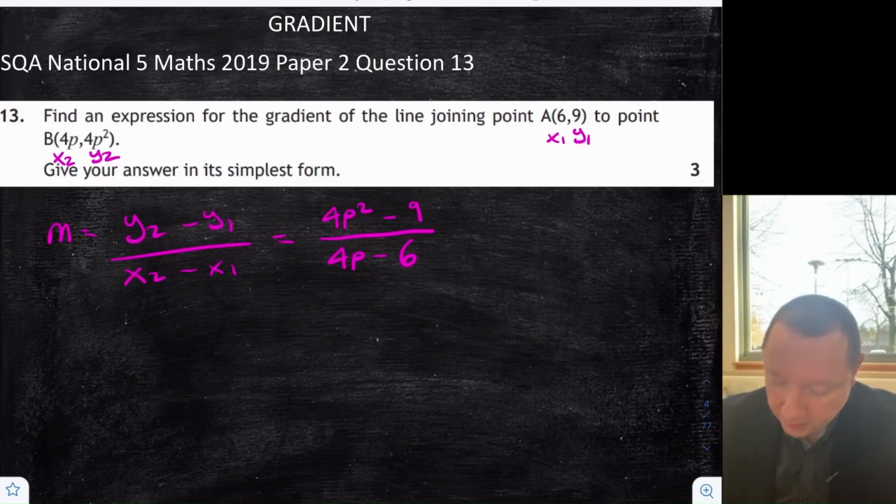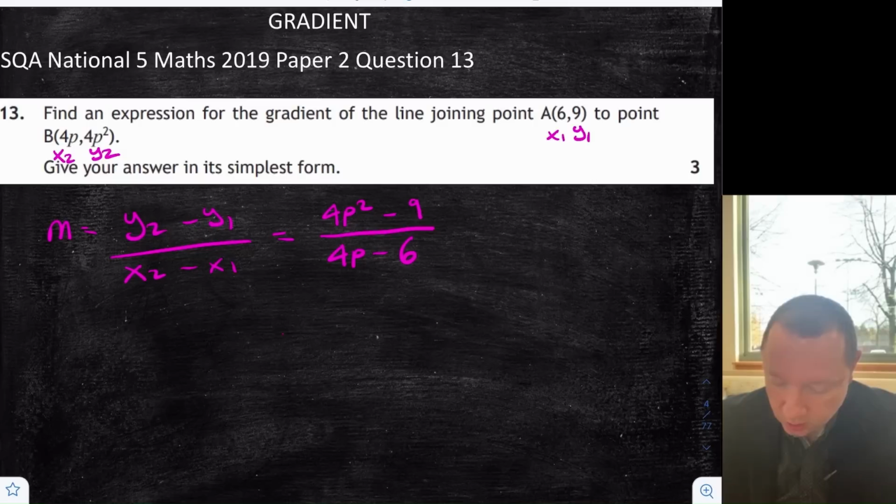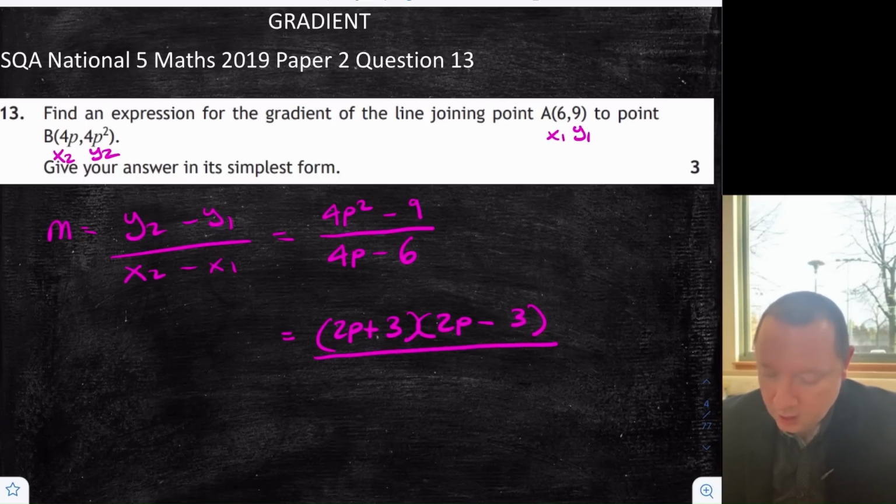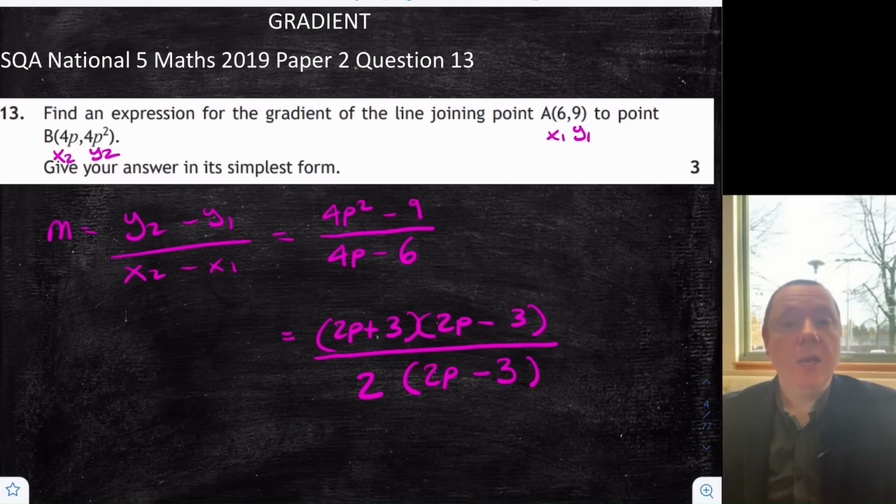So 4p squared minus 9 is a difference of 2 squares. So that is double brackets, square root of 4p squared is 2p, the square root of 9 is 3, so it's 2p and 3 in both brackets, plus in one, minus in the other, all over. And 4p minus 6 has a common factor. The common factor would be 2, so I can take 2 out as a common factor. 2 times 2 is 4, so it's 2p. 2 times 3 is 6, so it's minus 3. You get a mark for factorising the top.